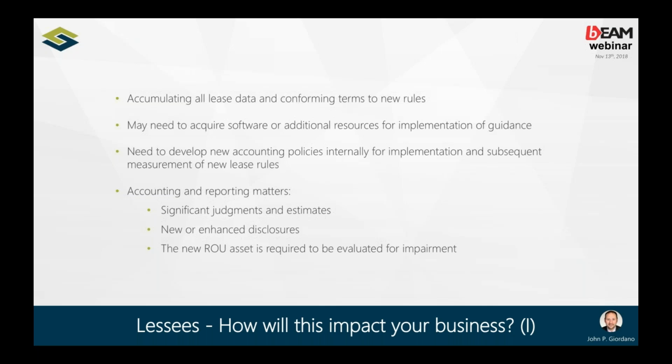The first thing will be potentially having to accumulate lease data and use that to conform to the new rules, because there are certain leases, like copiers and other smaller leases, that the company may not necessarily keep track of. Obviously your building or your place of business, you may have a little bit more of a handle on. All of these types of leases now are going to have to be gone through to determine if they qualify under the new standard. That's going to lead into the potential of having to acquire new software or implement additional resources in order to be in compliance with this guidance.